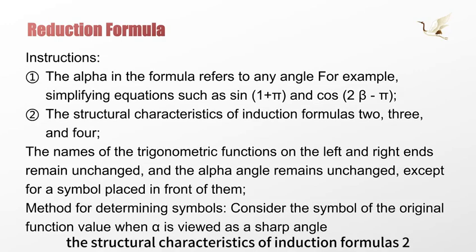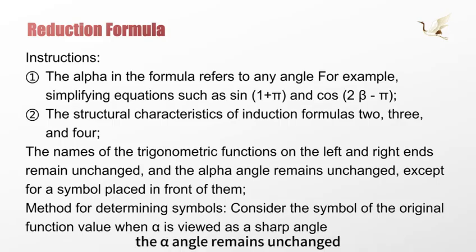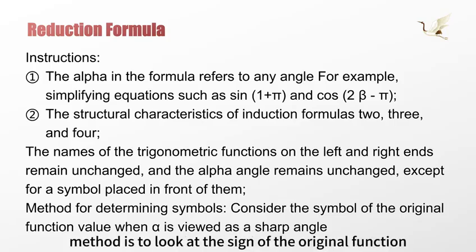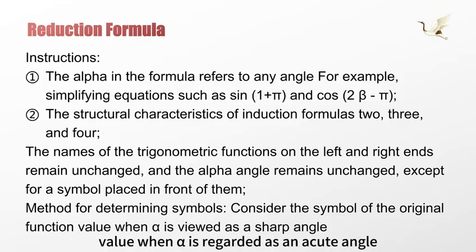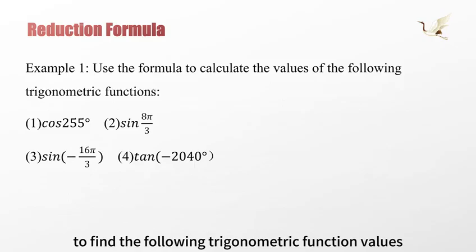Second, the structural characteristics of induction formulas 2, 3, and 4 are that the names of trigonometric functions at the left and right ends remain unchanged, the alpha angle remains unchanged, and only a symbol is placed in front. The sign judgment method is to look at the sign of the original function value when alpha is regarded as an acute angle. Next, we will use the induction formula mentioned above to find the following trigonometric function values.